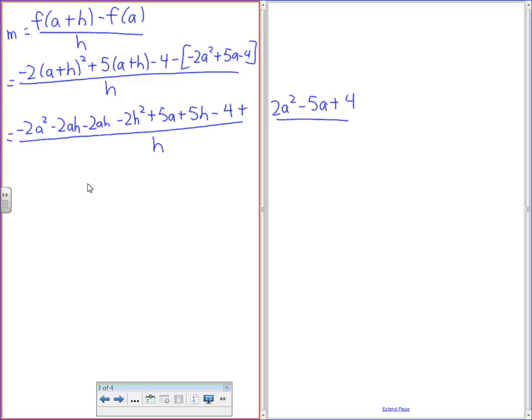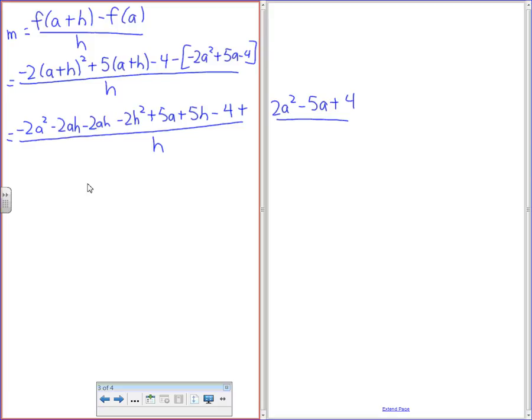Is there anything that we can do next? Somebody help here. What else can we do next? Calvin, what else can we do next here? Yeah, you can simplify, okay. Maybe let's start canceling first, then we'll simplify it.